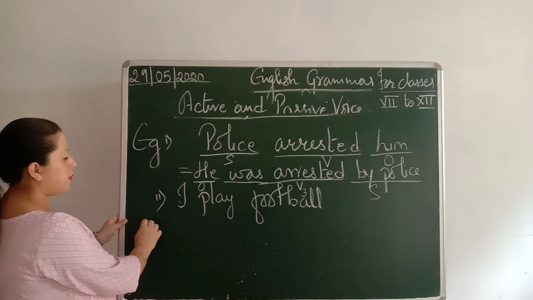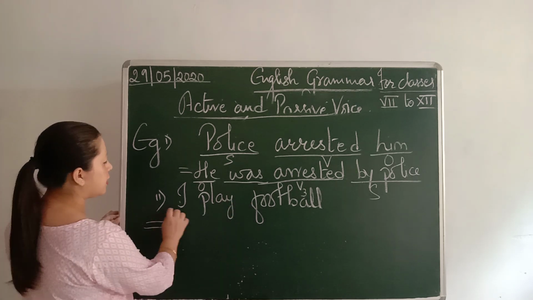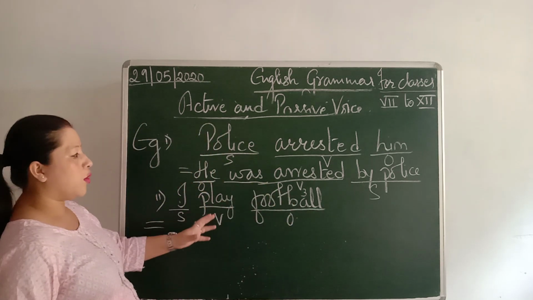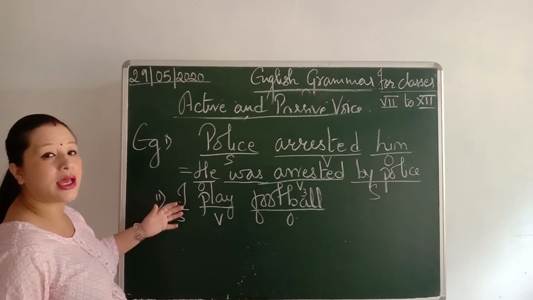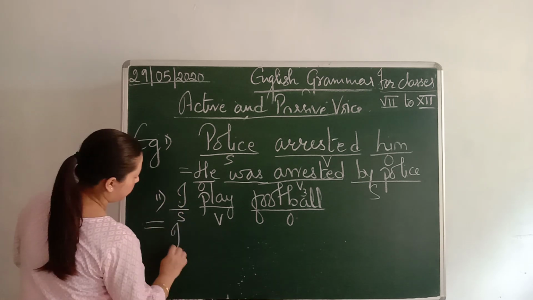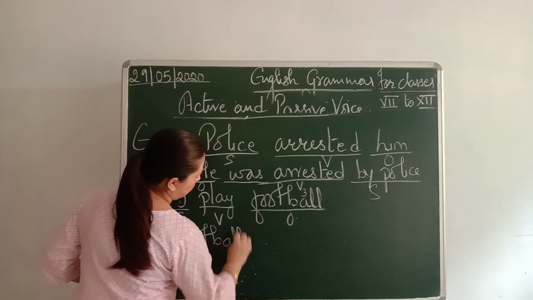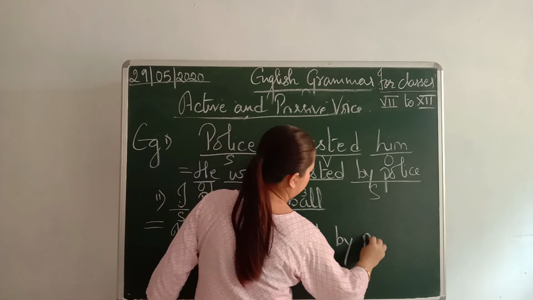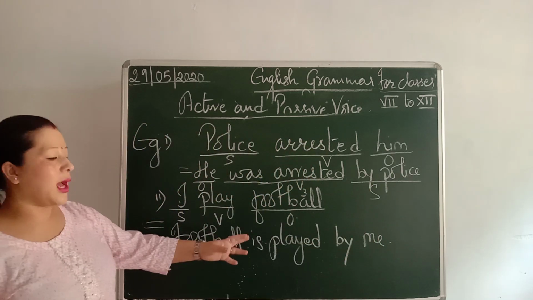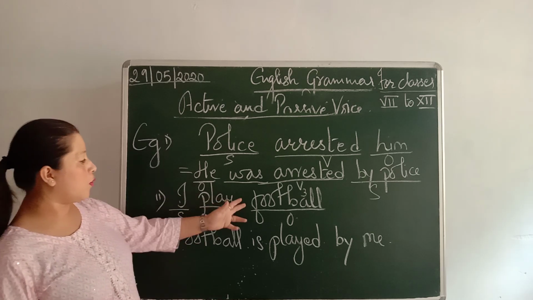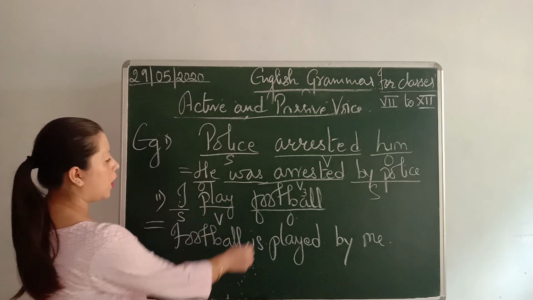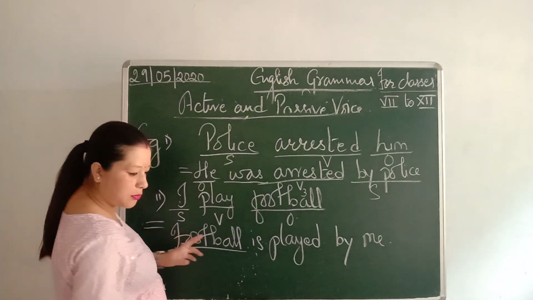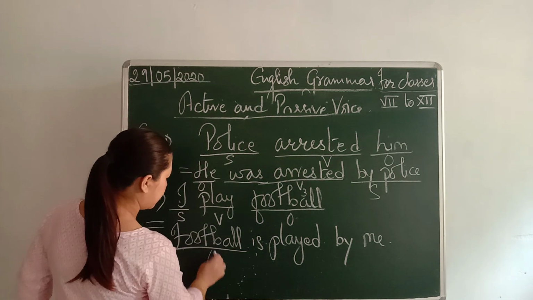Understood? So the next example is "I play football." Here "I" is the subject, "play" is the verb, and "football" is the object. You have to change this sentence into passive voice. So when you change it, you have to write: football is played by me. So here, "I play football" is the active sentence, and "Football is played by me" is the passive. The object football came first. So you have used the word "is". Understood? In passive voice, you have used the word "is".